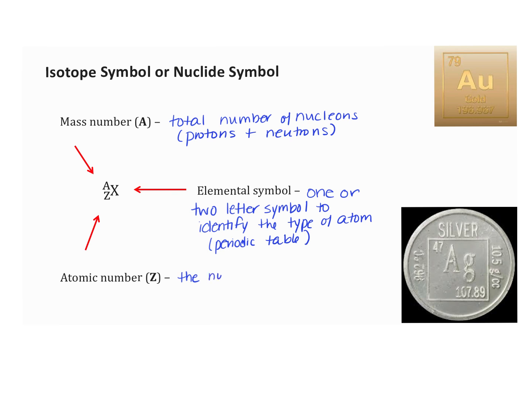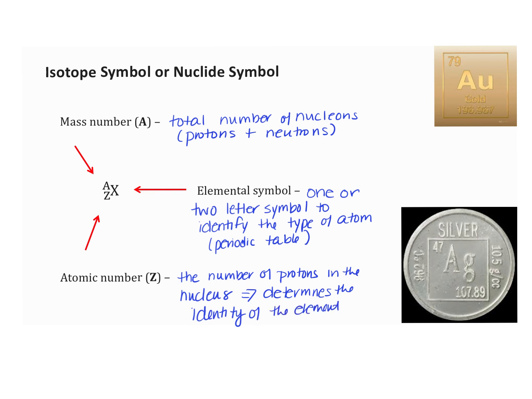And this is the number of protons in the nucleus. Okay. And that really determines the identity of the element. So the number of protons determines the identity of the element. And so if we were to look at a periodic table, for example, if we were to see gold, 79 there, that is the atomic number, or as we represent it as Z.